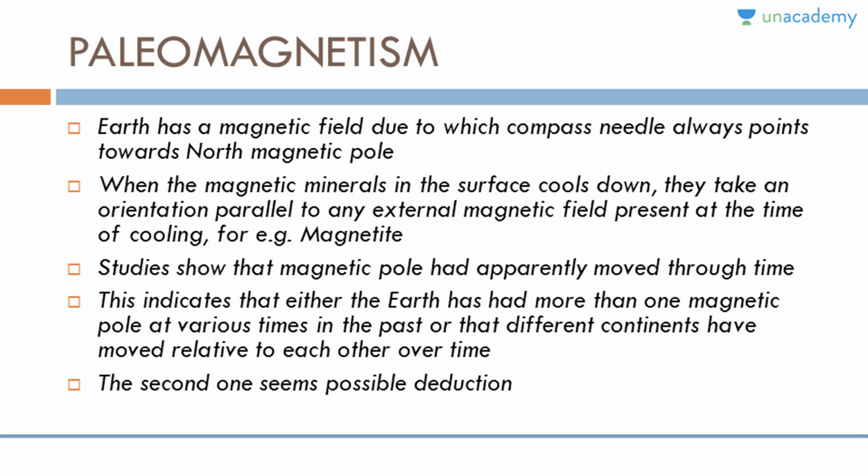The study of the rocks revealed information about the past behavior of Earth's magnetic field, and it led to the transformation of the continental drift theory into plate tectonics. Apart from this, it was made known from various studies that the magnetic pole had apparently moved through time. This can be possible only under two conditions. First, that the Earth has had more than one magnetic pole at various times in the past, or that different continents have moved relative to each other over time. The Earth could not have had more than one magnetic pole at various times, so the second condition, that different continents have moved relative to each other over a time period, seems possible.